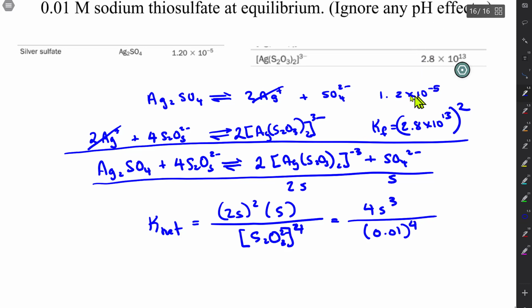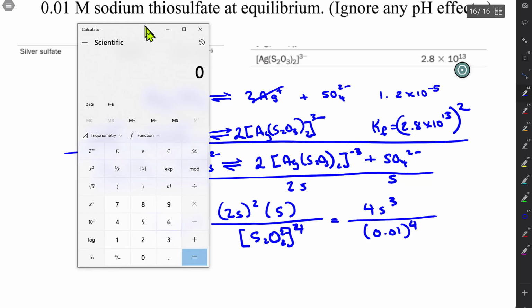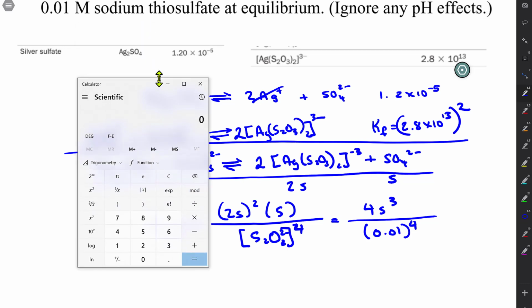So for K net, I need to multiply these two together, so I'll go ahead and pull up a calculator. 1.2 times 10 to the negative fifth, times 2.8 times 10 to the 13th squared. So 2.8 E13, and I'll square that, and that equals, and I'll put it in scientific notation, 9.4 times 10 to the 21st.